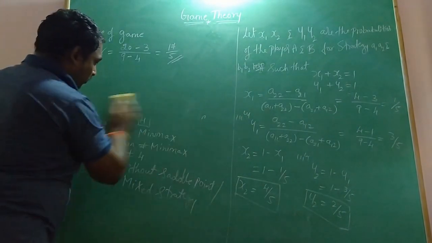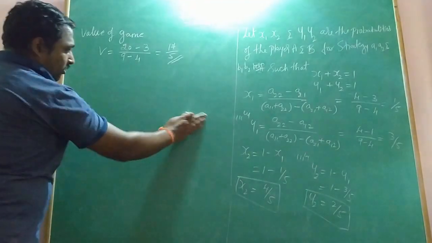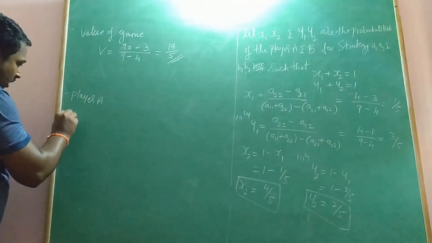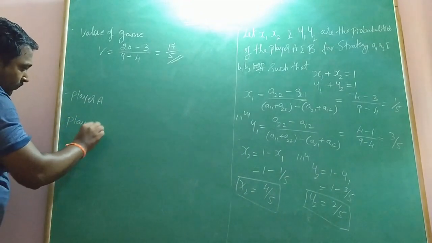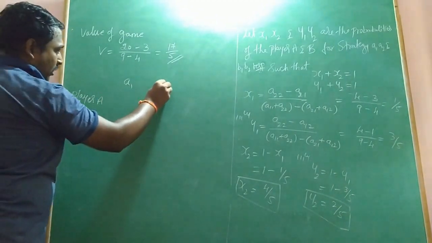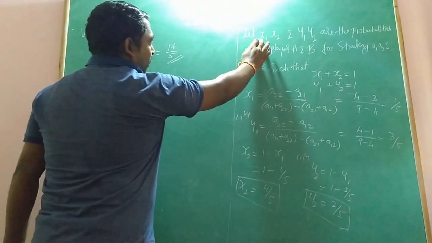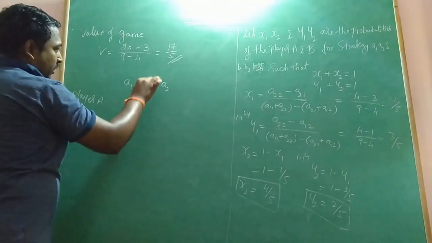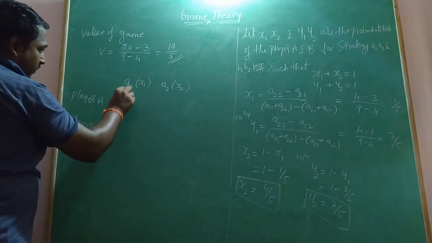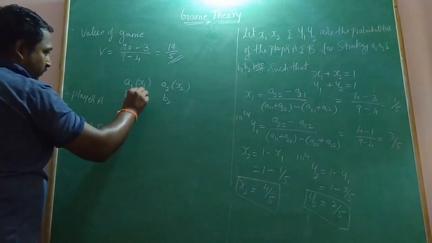Since you know all the probability values, x1, x2, y1, y2, you need to list them in a table. It is for player A and player B. For player A, in the question they are given the strategy as A1 and A2. And corresponding to A1, A2, the probabilities are x1, x2. Here in brackets you write x1, x2. Similarly for player B, the strategies are given as B1, B2, with probabilities y1, y2.